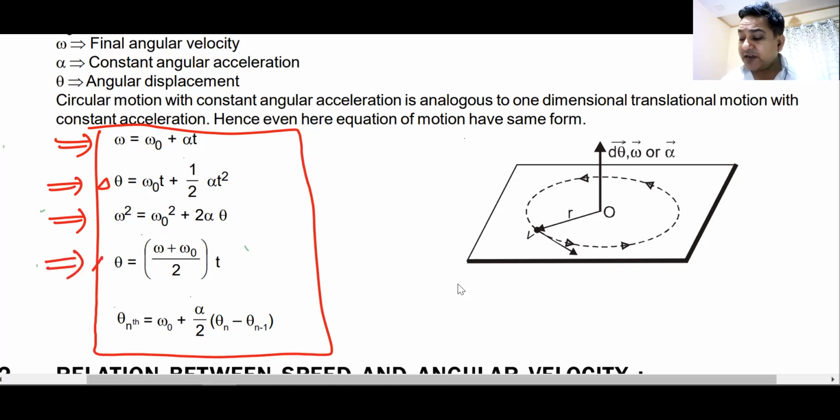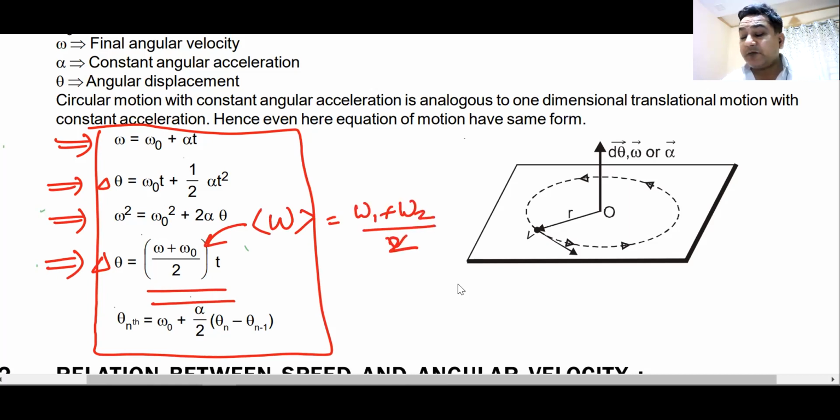Delta theta, which is the angular displacement, is omega 1 plus omega 2 by 2 times t. This omega 1 plus omega 2 by 2 is the average angular velocity omega. Remember, I gave you the formula for average angular velocity. I gave you the formula for average velocity. Do you remember that formula for uniform acceleration? The same formula has been used here.